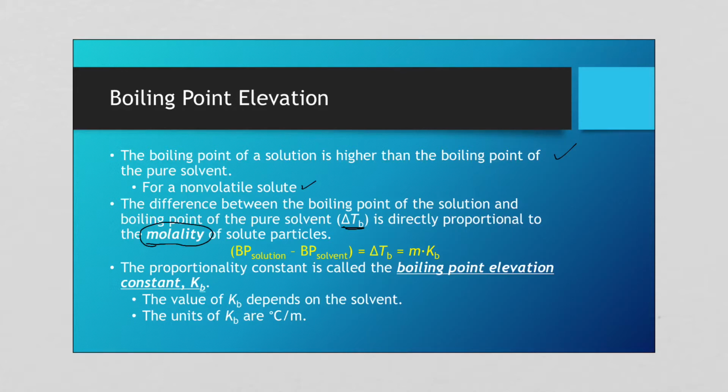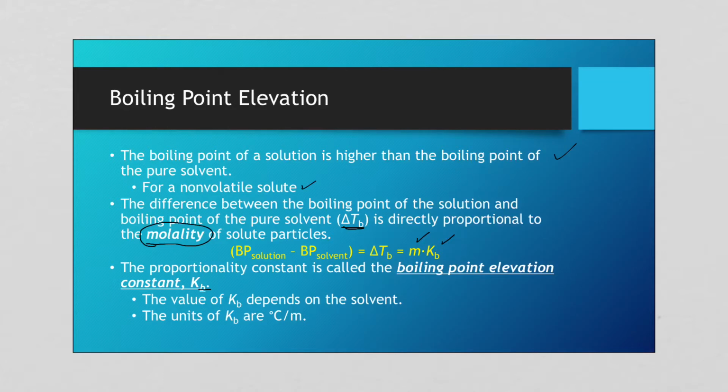So we have our change in boiling point, which is always calculated by taking the solution minus the solvent, because the solution is going to be higher, so something higher minus something lower, we're going to get a positive change. It equals the molality times, again, a proportionality constant. And this particular proportionality constant is called the boiling point elevation constant. It's abbreviated K_B, or capital K_B. And like all proportionality constants, it has strange units.